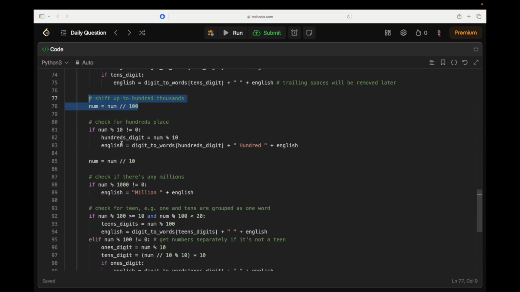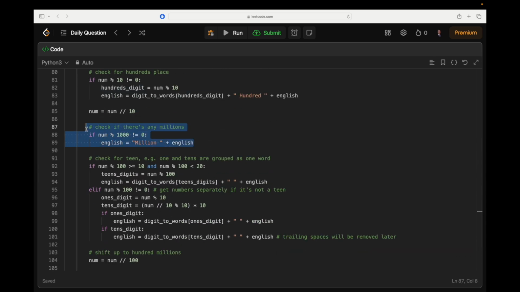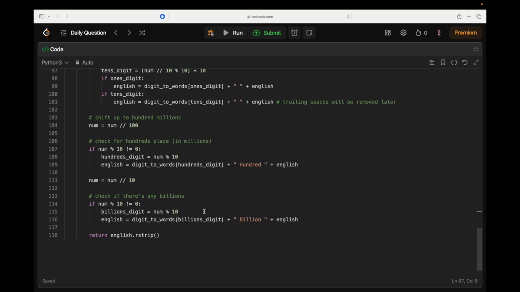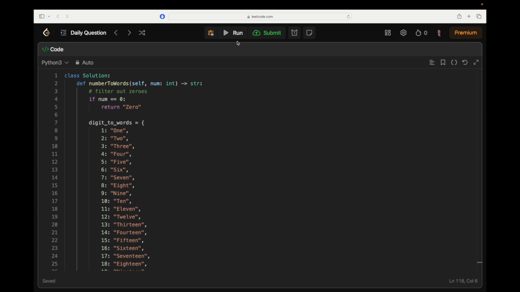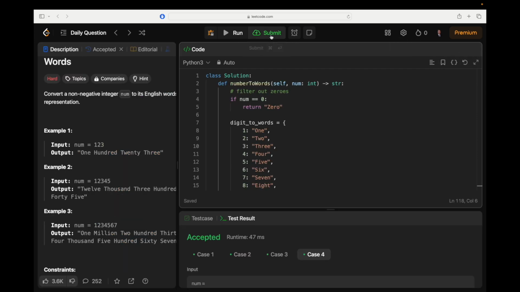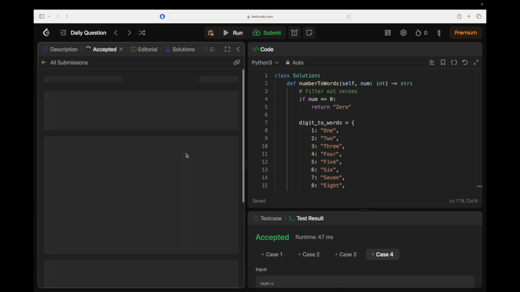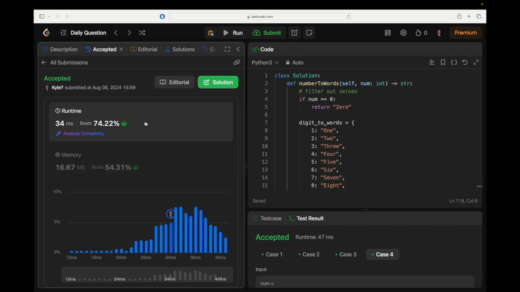Shift up to the hundred. Check what the hundreds digit is. Then check if there's a million, the same way you check thousand, and then do the same thing over, except with a billion instead of a million. And then strip out the remaining white space, and we have code that works. And let me see if it actually works faster if I run it again. Yeah, what do you know?